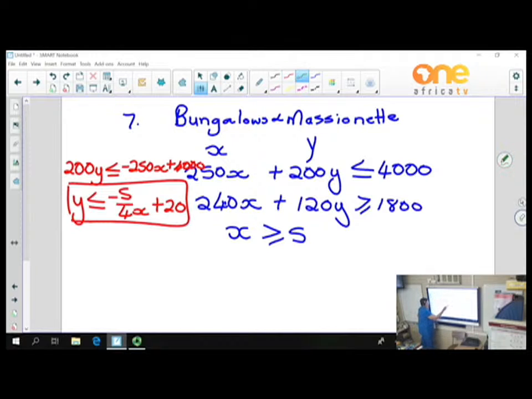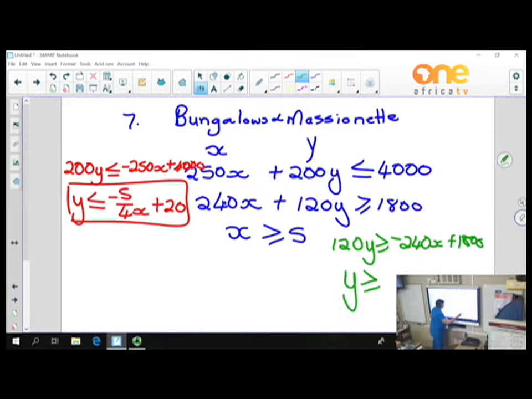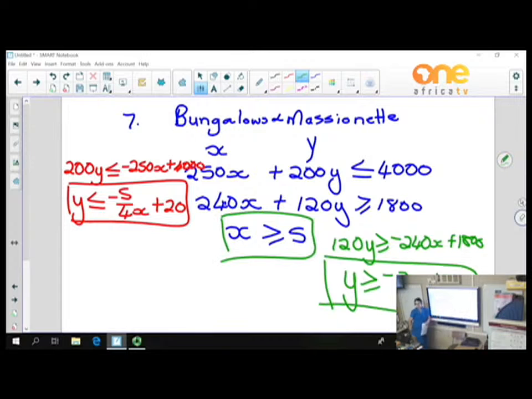And then to change this one to standard form, I will say here that 120y is more than or equal to negative 240x plus 1,800. I simplify it. So y is more than or equal to negative 2x plus... And what is 1,800 divided by 120? Right. So these are the 3 inequalities that we're going to draw on our graph paper.